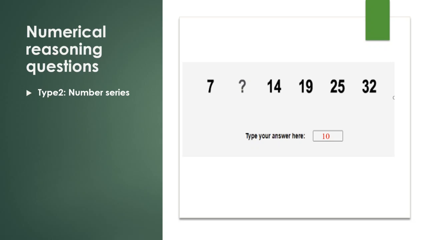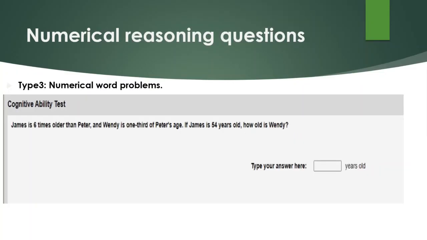Next, let's move to type 3 questions, numerical word problems. James is 6 times older than Peter, and Wendy is 1/3 of Peter's age. If James is 54 years old, how old is Wendy? There are many ways to solve this kind of problem, but we only have 20 seconds for each problem, so I will show you the easiest way to get answers.